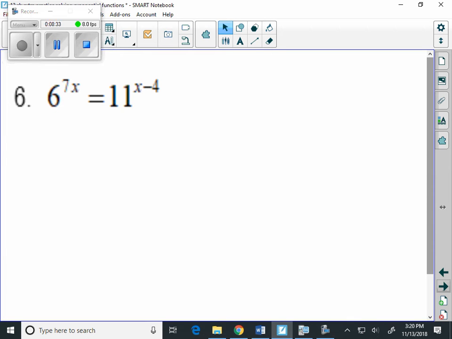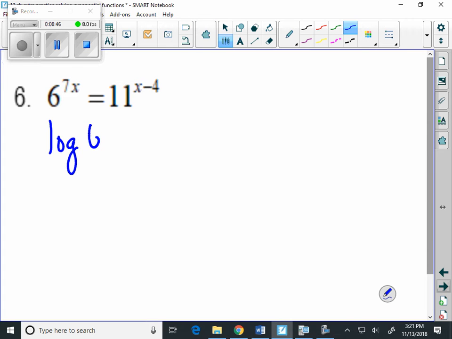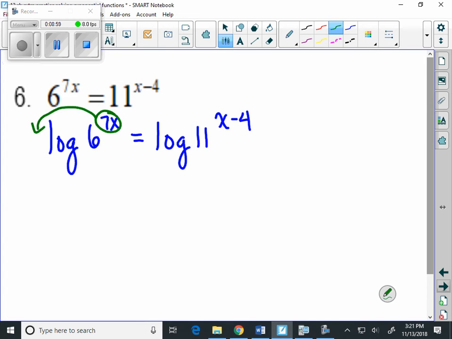And our last problem here: 6 to the 7x equals 11 to the x minus 4. Already isolated, so we're ready to put in a log. Log of 6 to the 7x equals log of 11 to the x minus 4. One more time, make that 7x a coefficient. Make this x minus 4 a coefficient.